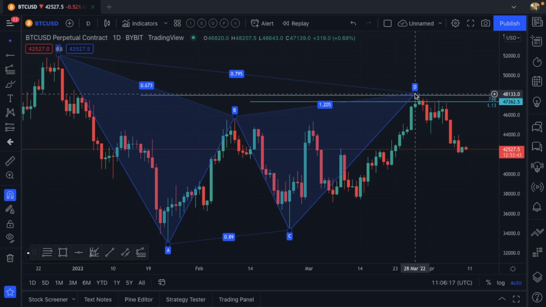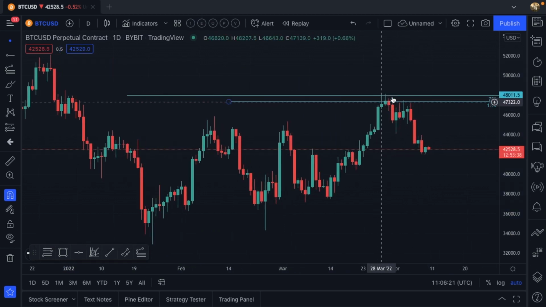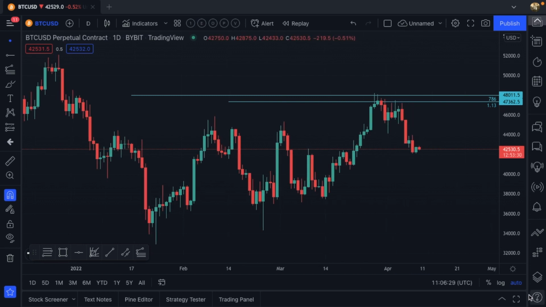So let me just take all this off. So this is going to be our PRZ zone. It's right around this area here, with the 786 being the most important. And again, we're looking for more confluence. You could have found more confluence here.